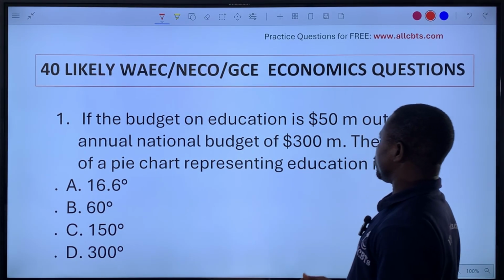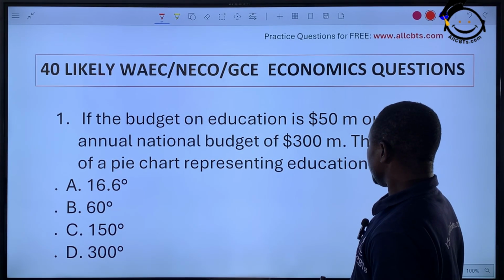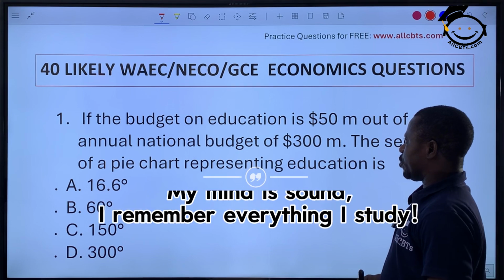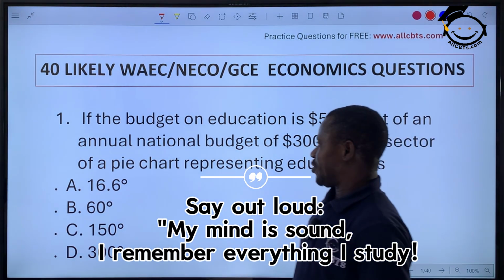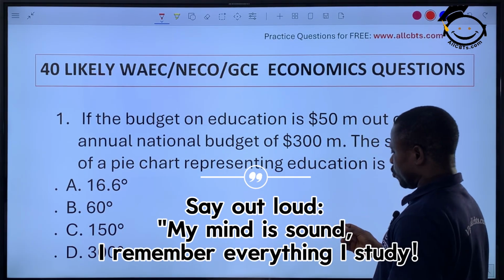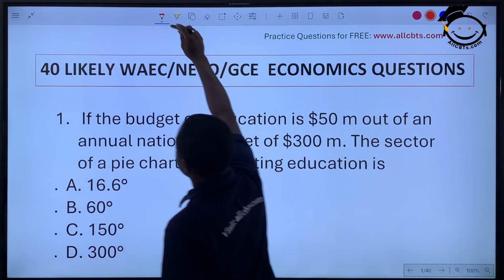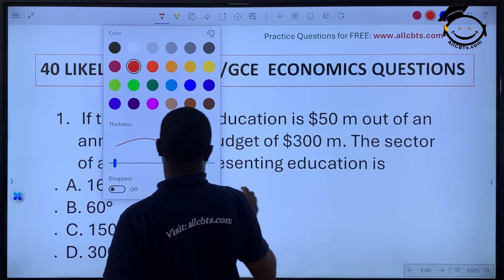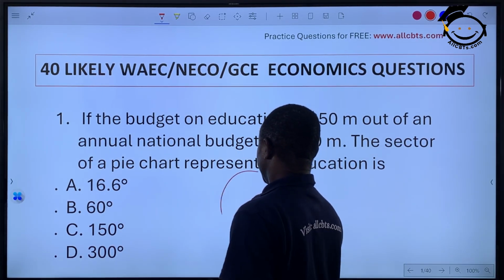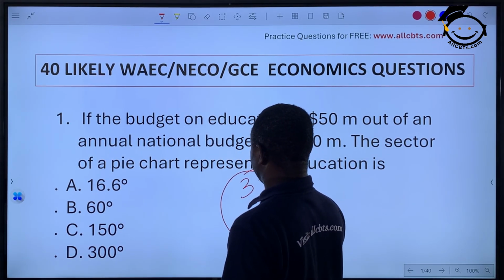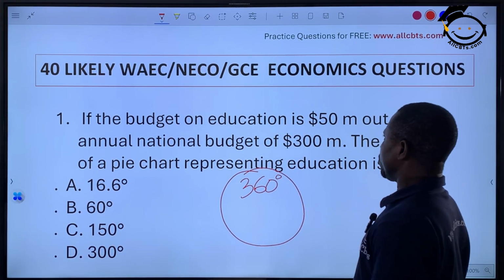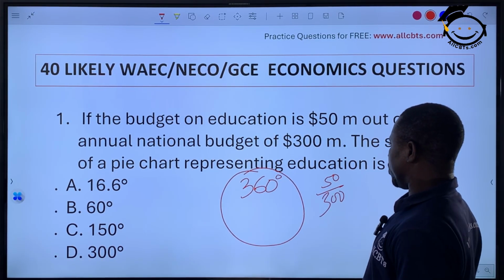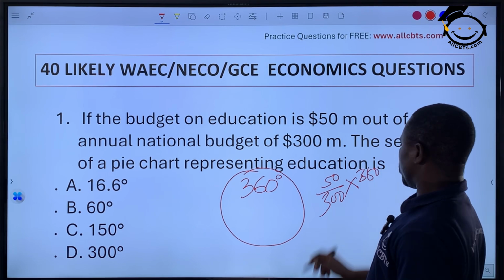If the budget on education is $50 million out of an annual national budget of $300 million, the sector of a pie chart representing education is. Remember that a pie chart is a circular representation, and a circle is made up of what? 360 degrees. So, if 50 million is apportioned to education out of $300 million times 360, because we want to represent in a circle.